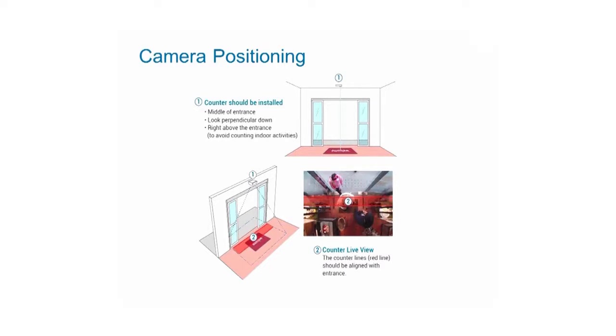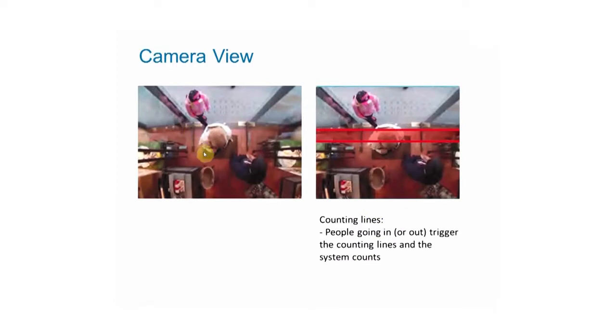This is so that we do not count any indoor activities. If we put it too much into the store, then we'll be counting people walking around in the store. So this is how it should look like, ideally with the camera right next to the entrance, obviously on the inside, and seeing that area, seeing a little bit of the outside, and obviously where people step in. So this is the live view when you look at the camera.